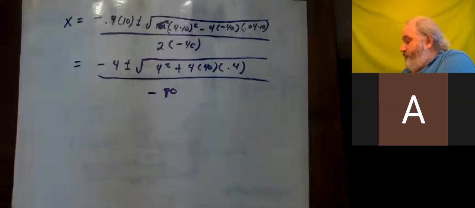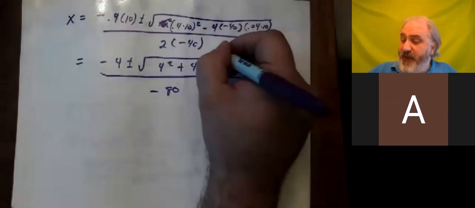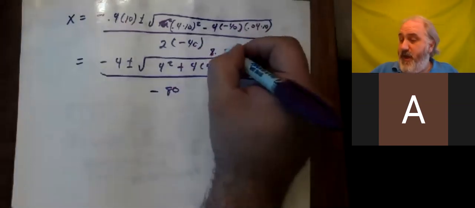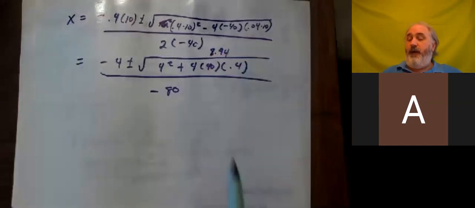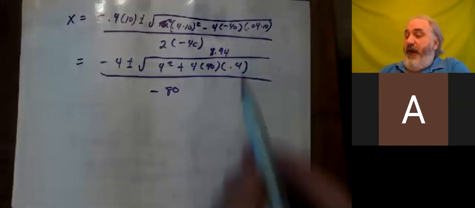0.4 over negative 80. Square root. So the thing under the radical is 80, right? So the square root ends up being 8.94. And so I have two possible answers.